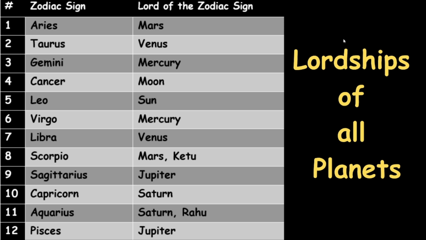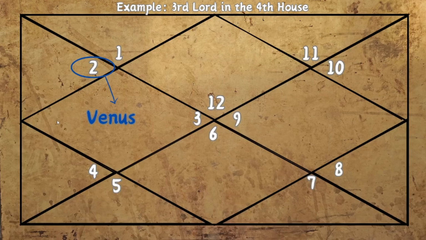Now, look at this table to see which planet is the Lord of which zodiac sign. If you see this table, Mars is the Lord of two zodiac signs, Aries and Scorpio. Venus is the lord of two zodiac signs, Taurus and Libra. In this way, each planet has a department to handle either one or two zodiac signs. Now let us try to understand that with an example.